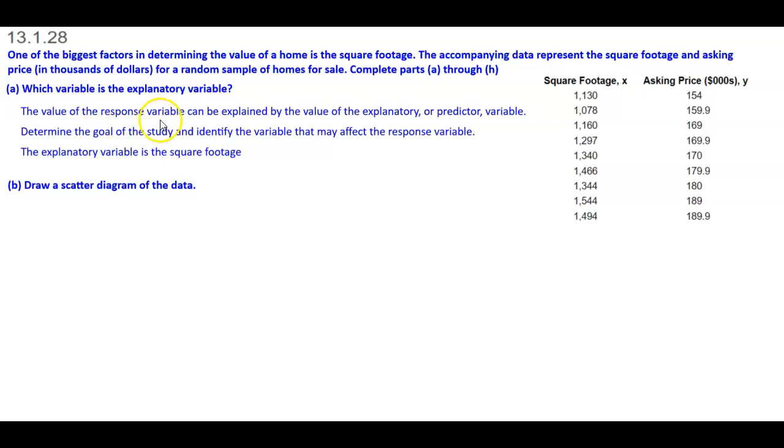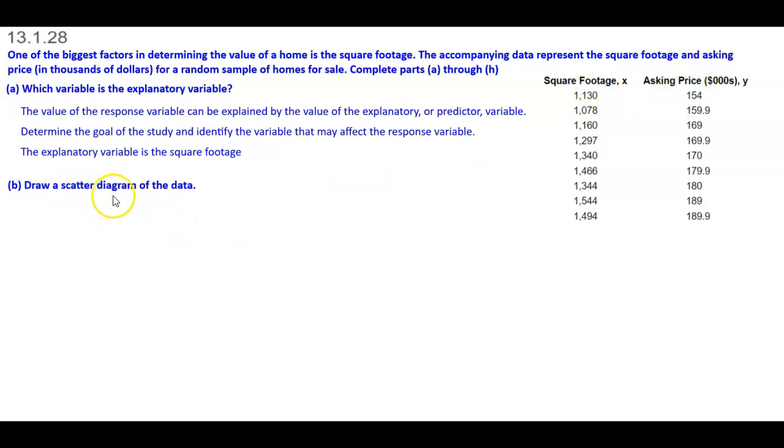Well, the value of the response variable can be explained by the value of the explanatory variable, or the predictor variable. Determine the goal of the study and identify the variable that may affect the response variable. In this case, the explanatory variable is the square footage in order to get the asking price.